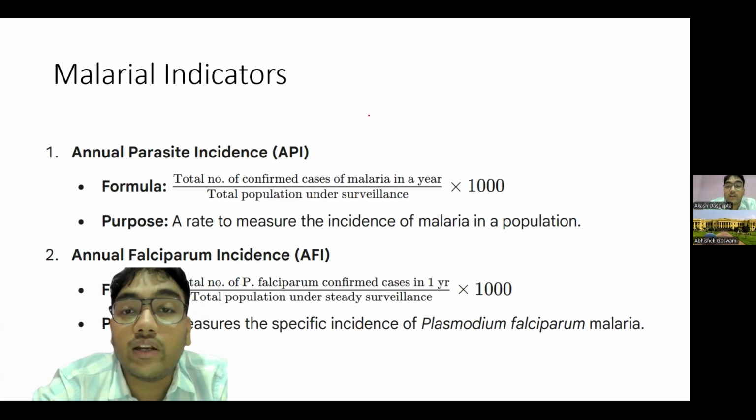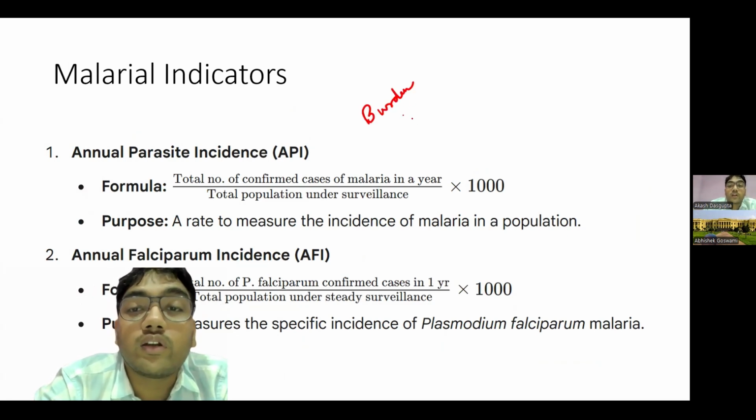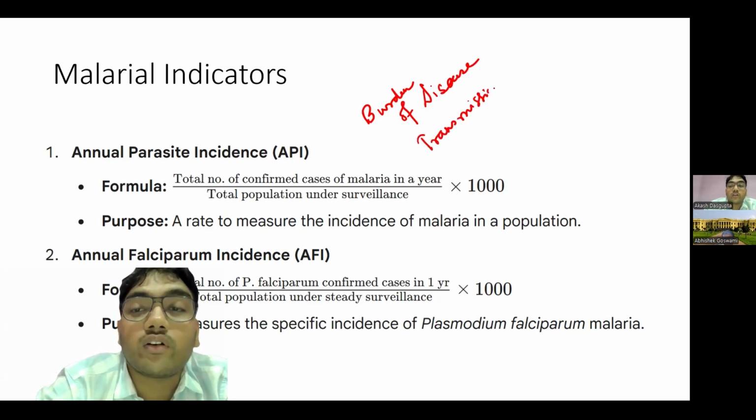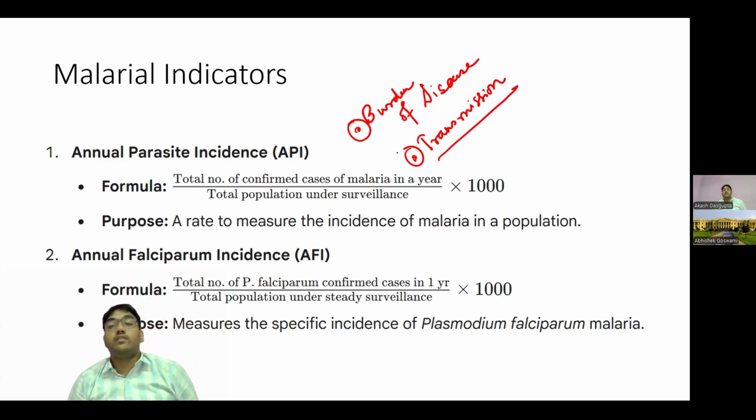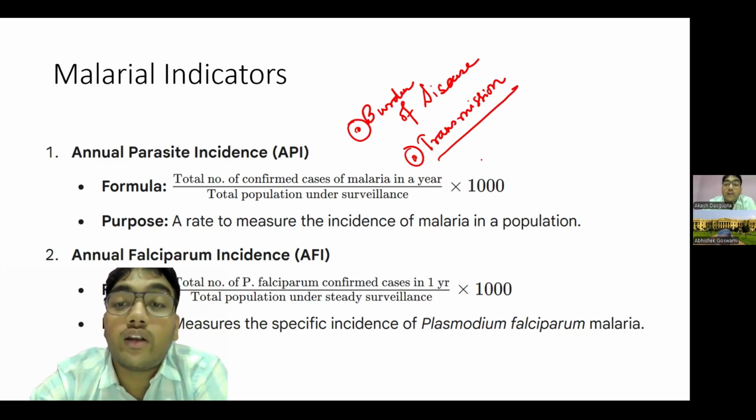We require some indicators to understand the burden of disease and whether there is any new transmission, whether transmission of the disease is occurring or not, and to understand what type of malaria transmission is occurring.